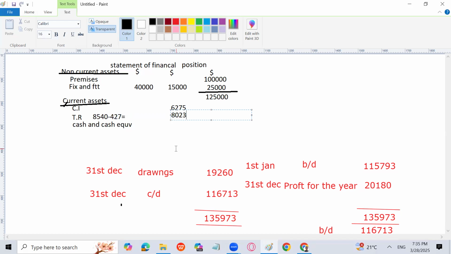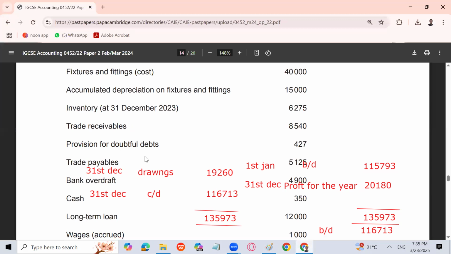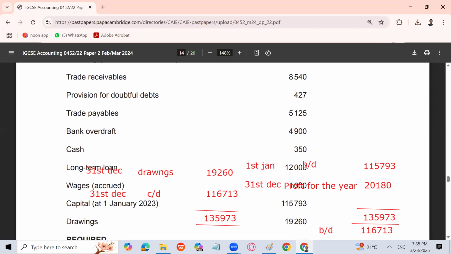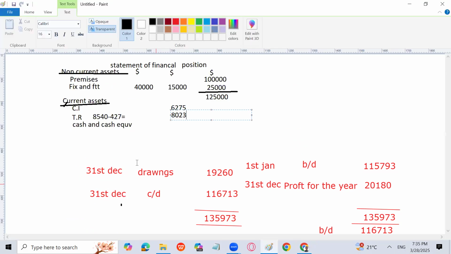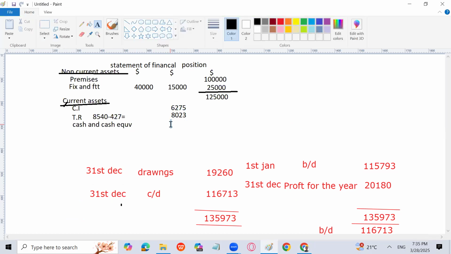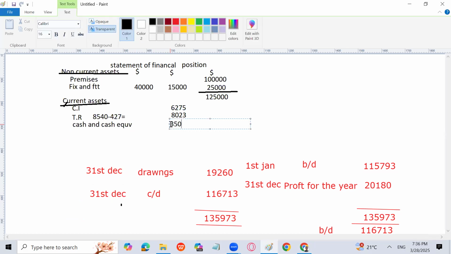Cash and cash equivalent, I will move forward. So cash and cash equivalent is going to be how much? Let me check. Cash is given here, not with the name cash and cash equivalent, but with the name cash, 350. And any other non-current asset is not given. So I will write cash 350. If there were prepaid expenses, I would have written prepaid expenses.